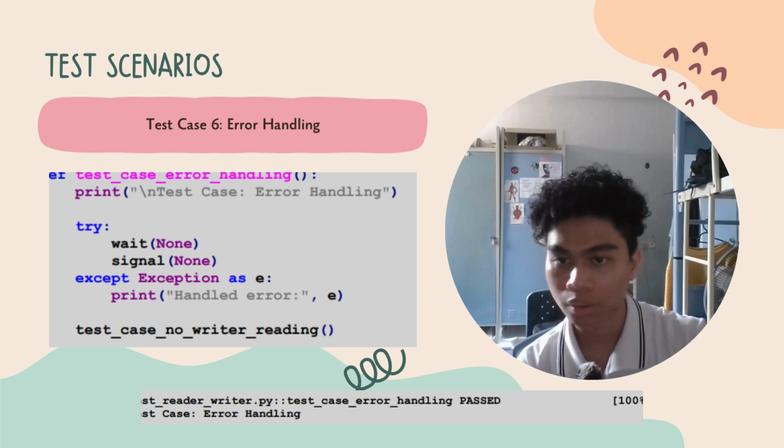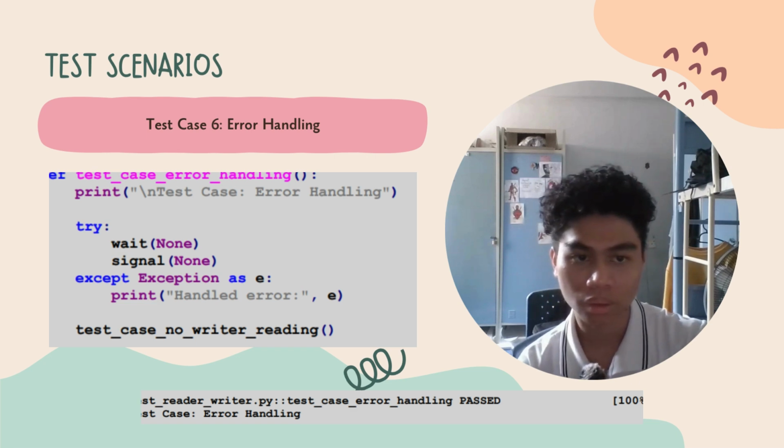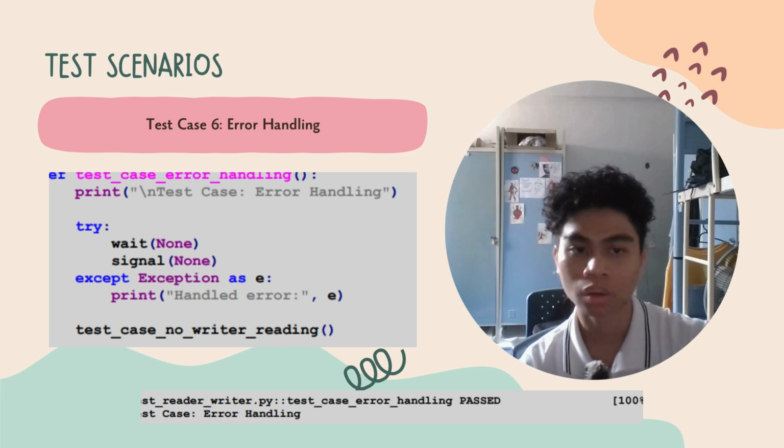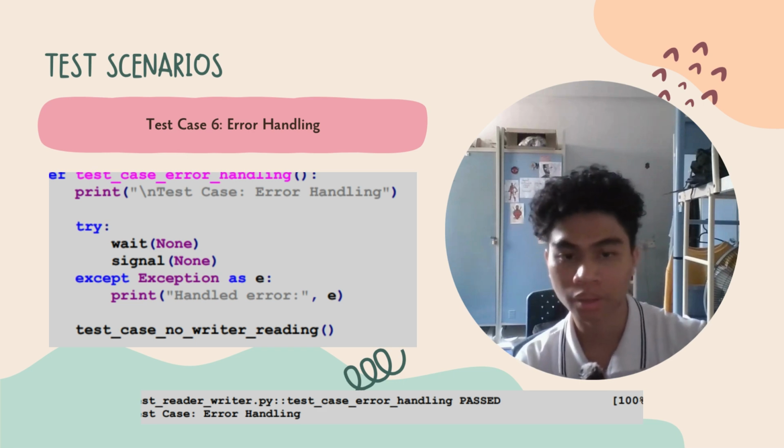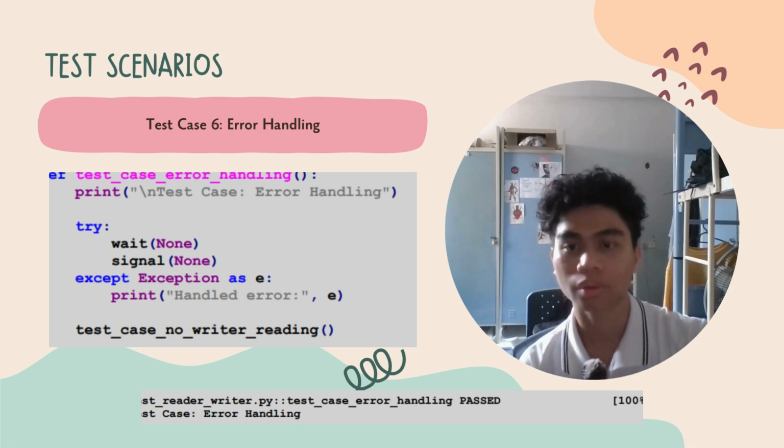Okay. So actually, the output here should be handled error: argument must be a lock, not NoneType. So this indicates that the system has caught the exception and handled it gracefully without crashing. So that's all from me.